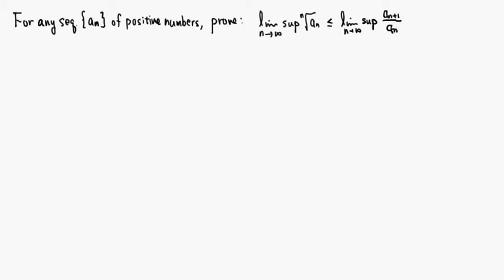Okay, let's prove the following result. For any sequence a_n of positive numbers, the lim sup of the nth root of a_n is less than or equal to the lim sup of a_{n+1} over a_n. Alright, so let's look at that. Here's the proof.